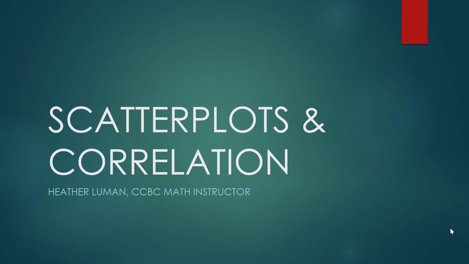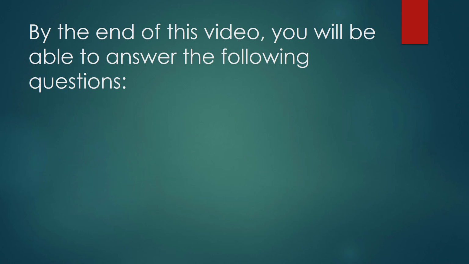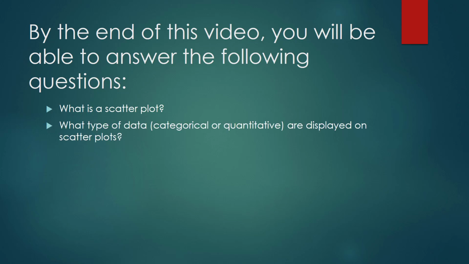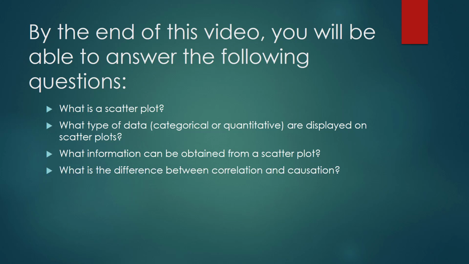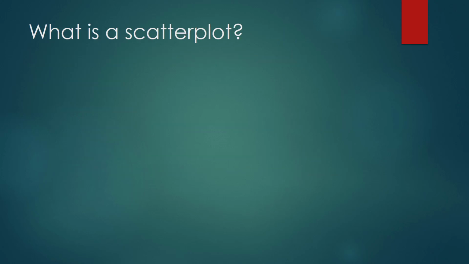Welcome to this video on scatterplots and correlation. By the end of this video, you will be able to answer the following questions. What is a scatterplot? What type of data, categorical or quantitative, are displayed on scatterplots? What information can be obtained from a scatterplot? What is the difference between correlation and causation?